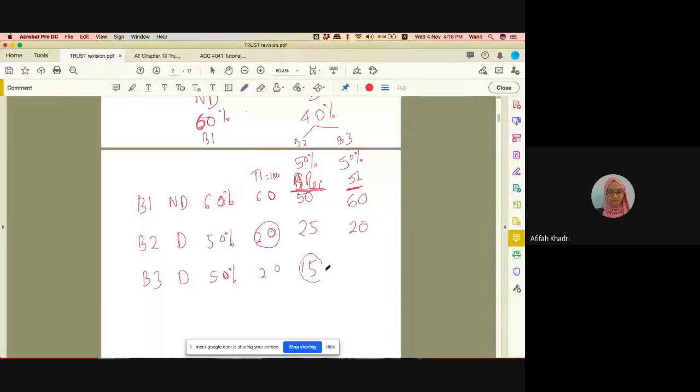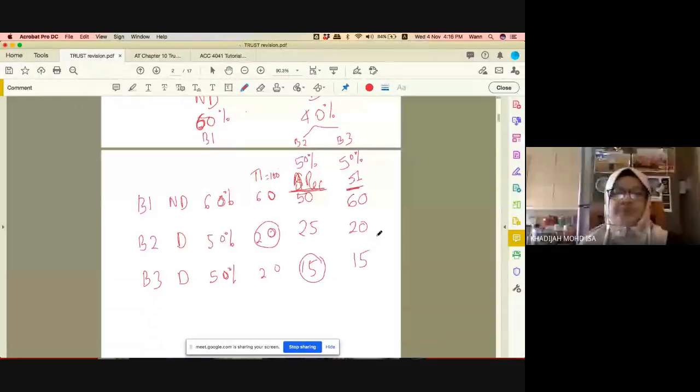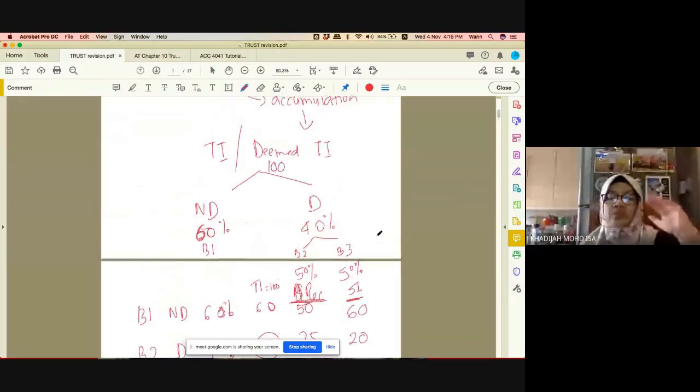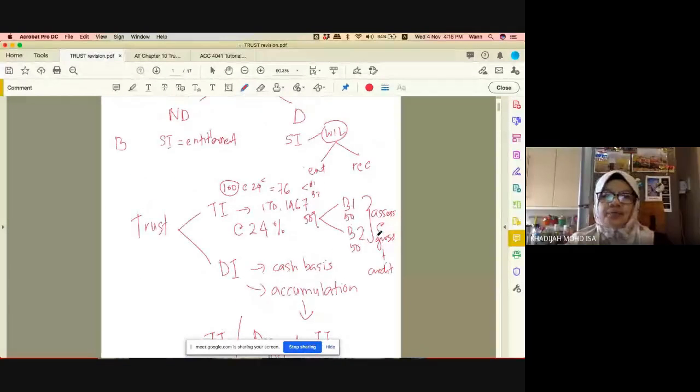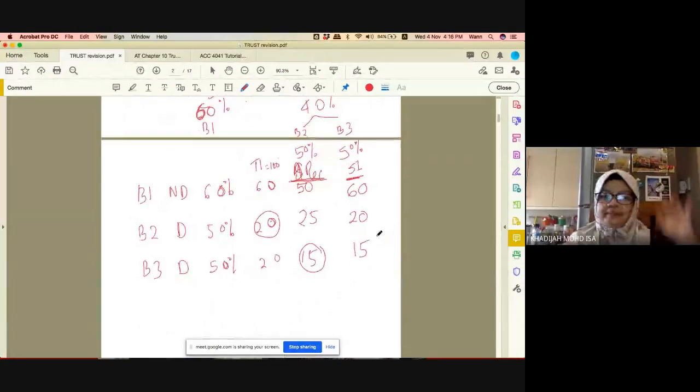For the discretionary, it could be the total income to be the SI, it could also be the amount received to be the SI depending on the scenario. So that's the importance of knowing whether it's an ND or a discretionary. But remember that you must divide the total income or the deemed total income into these two portions first, then only you allocate accordingly to the beneficiary. Does that help you to understand the topic better?